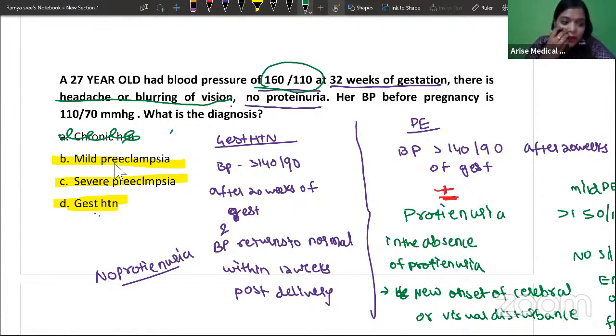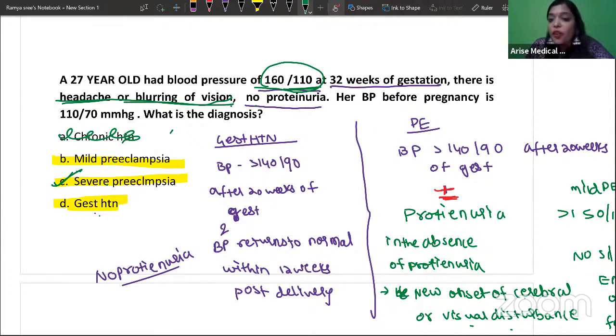Excellent. So I now see all of you answering correct. It is severe preeclampsia. Why is it severe preeclampsia? Because the diastolic blood pressure is more than 110. The diastolic blood pressure is more than 110, and there is headache and blurring of vision. And as there is headache and blurring of vision, that is new onset of cerebral or visual disturbances, it goes for severe preeclampsia.